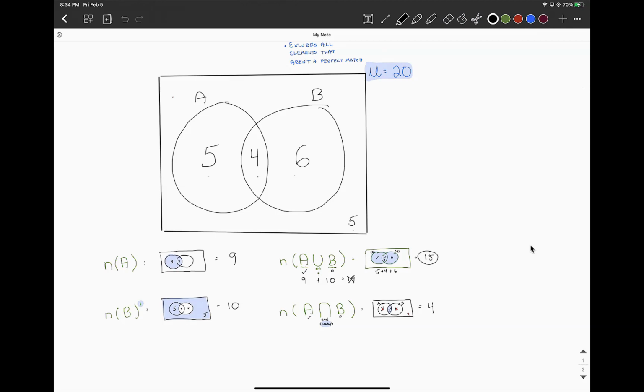And this is when it gets good. This is when it gets really good. Diploma level at standard. How many people are in A union B prime? Ooh. How many people are in A prime intersect B? Think about that.